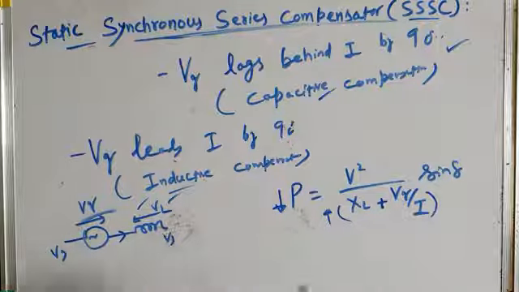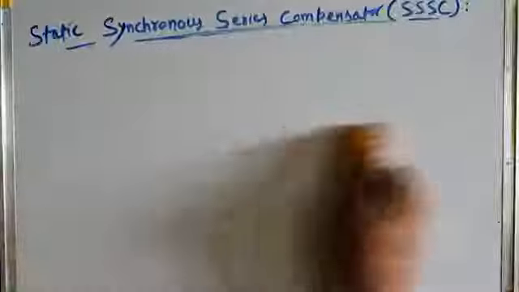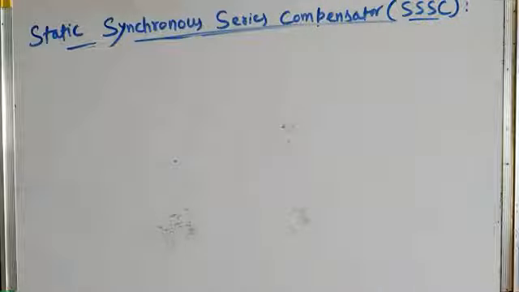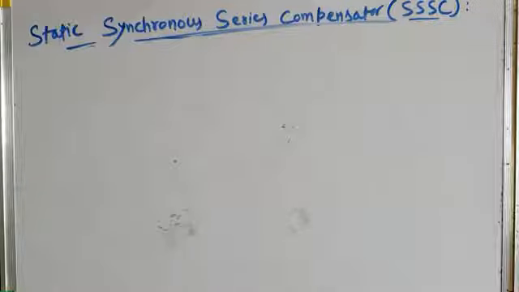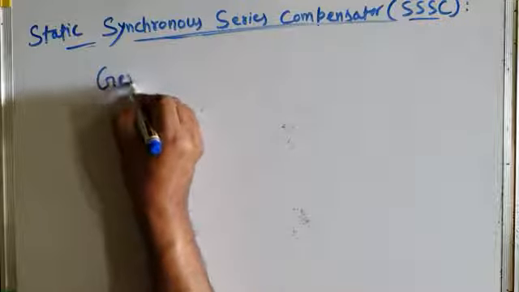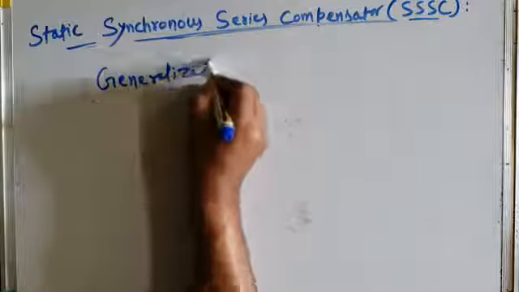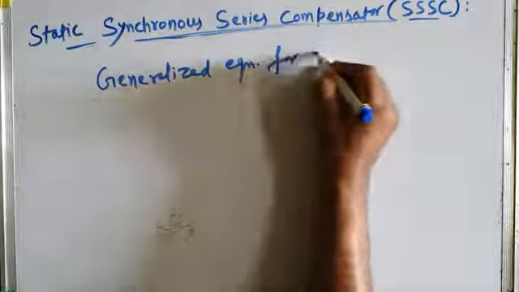So the beauty of SSSC over series capacitive compensation is that series capacitive compensation can only work in the capacitive region, but SSSC can be made to work in the capacitive region as well as in the inductive region. So it can increase the power transmitted over the line, and it can also decrease it. Both are possible. We can make it a series capacitive compensator or a series inductive compensator. Now after this, I would like to write a generalized equation for the injected voltage by SSSC.